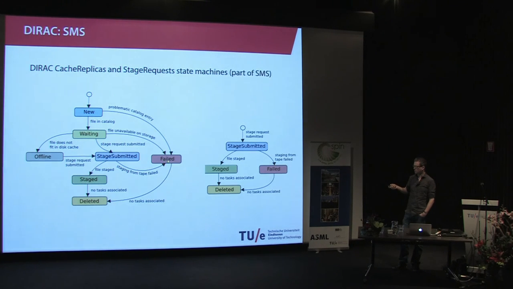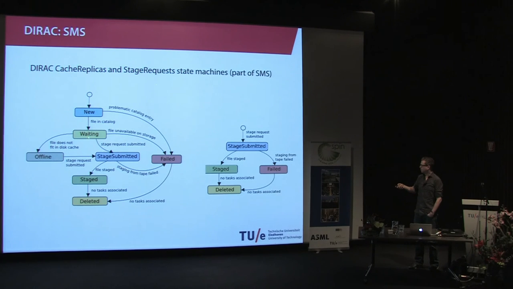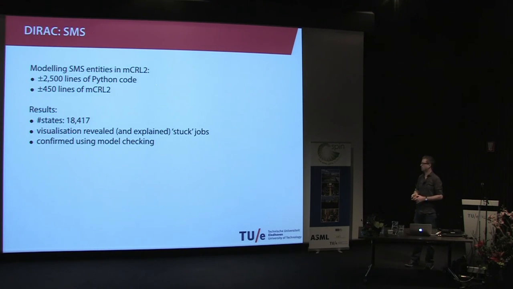Until at the end, either you end up in failed, and then too bad, or you end up in deleted, which actually means it was successful, right? So you managed to go through the entire scenario, and the job would be finished. If it's waiting, it would be submitted to the second state machine, the stage requests state machine, which would be staging files, which is asking the disk to provide the information and give it back to the users.